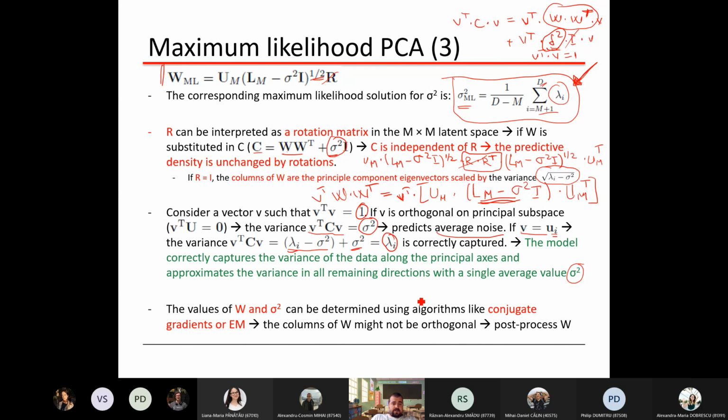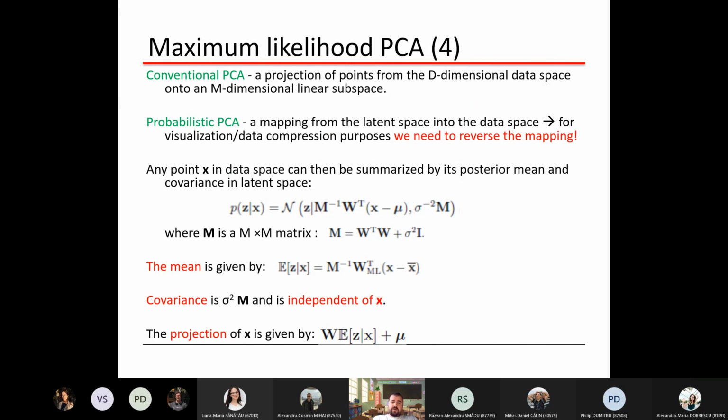Now, the values of W and sigma square can be determined using algorithms like conjugate gradients or expectation maximization. But if we do that, at the end of EM, the columns of W might not be orthogonal, and therefore we will have to post-process W. And now we will see how we can derive the expectation maximization.